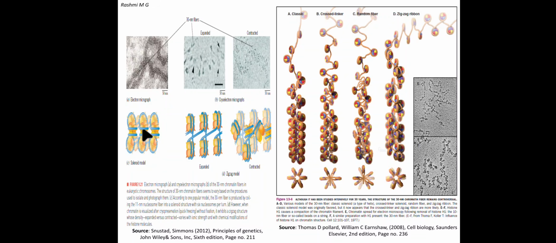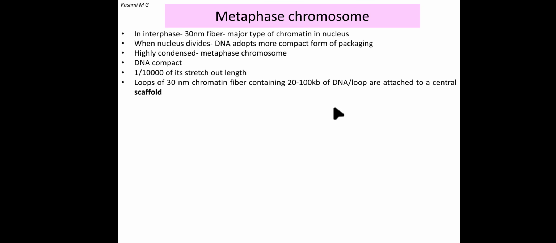See here, this is the solenoid model. The solenoid model is a single strand and it forms a helical path. Zigzag is a two-strand structure which forms stacked nucleosomes. All these images are the solenoid model itself. It is a one start. One start is classical. This is cross-linker, random fiber, zigzag ribbon. All these are the solenoid model itself. Okay, this was about the nucleosome structure of the 30 nanometer fiber.